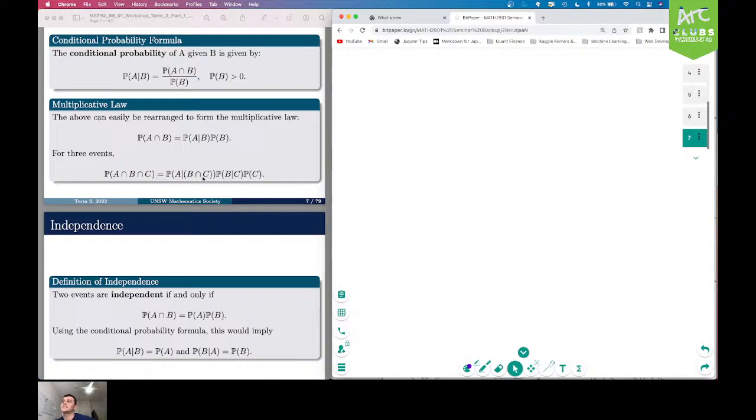And in the case of the exam, you'd have to identify what your A and your B and your C events are, and then you just whack it into that formula.